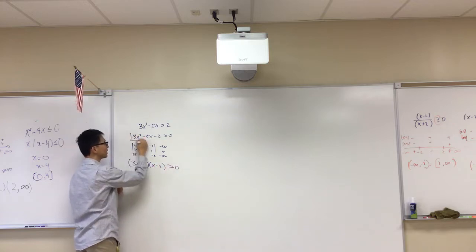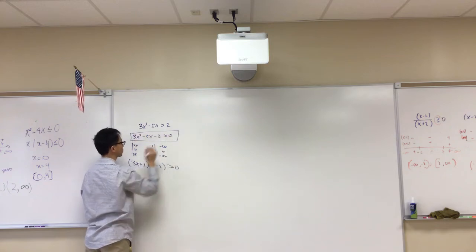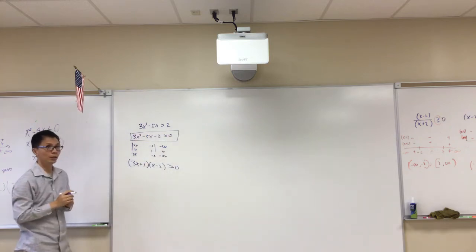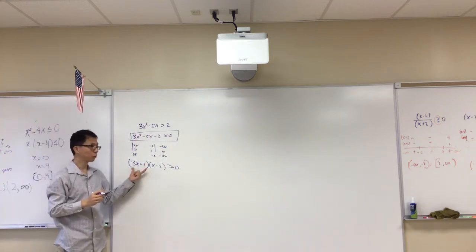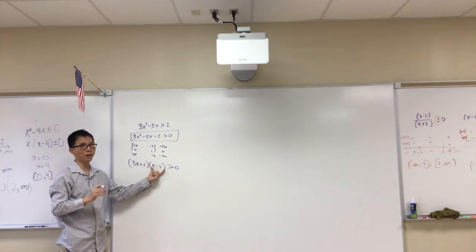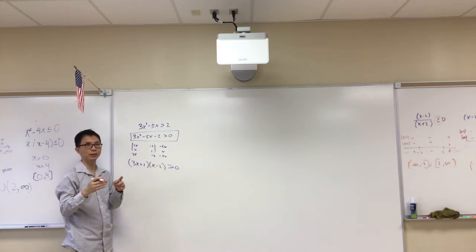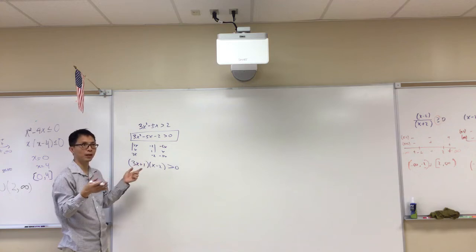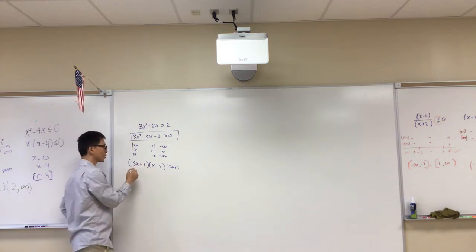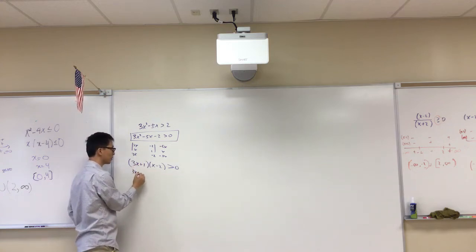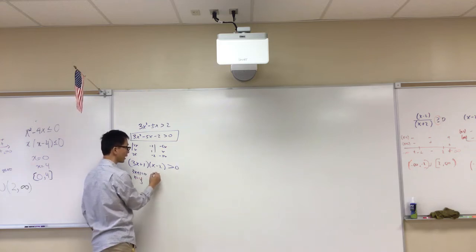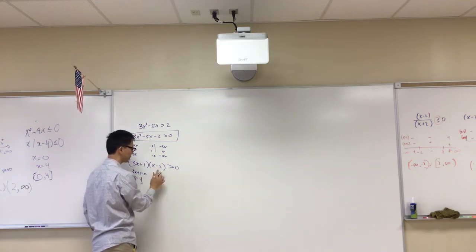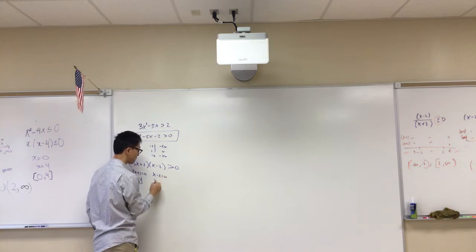So again, this is the one we're always gonna come back to when we do quadratic inequality. Now we're gonna pretend this is equal to 0 to find endpoints, because we need to know which region we should test. So we're gonna say 3x plus 1 is equal to 0, x equal to negative 1 over 3, and x minus 2 equal to 0, so x is equal to 2.